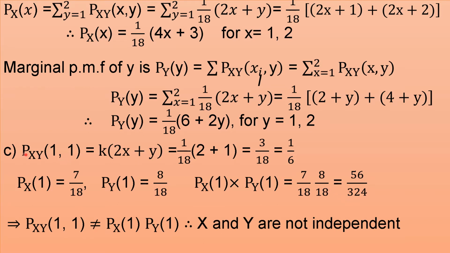And now you can see pxy of 1 comma 1, the value is 1 by 6, which is not equal to the value of px of 1 into py of 1, that is 56 by 324. Since their values are not equal, x and y are not independent.